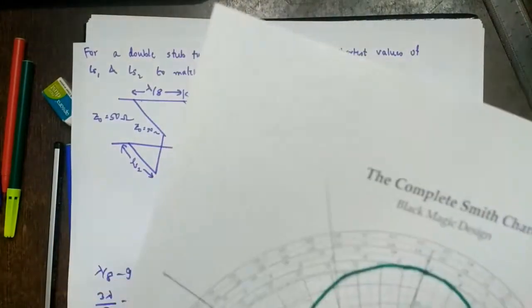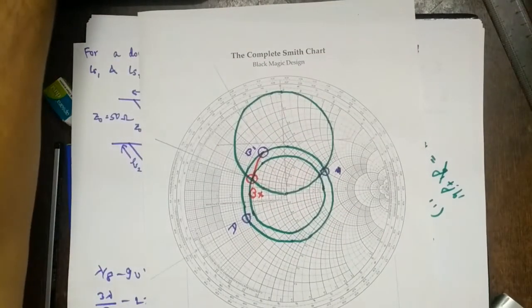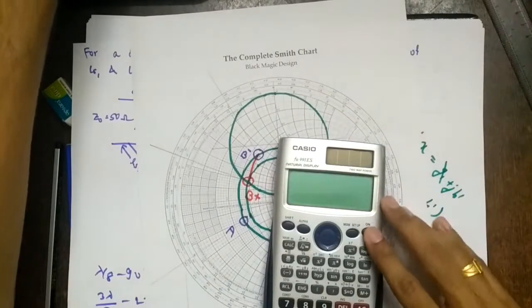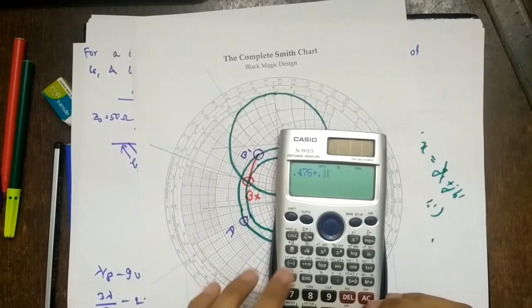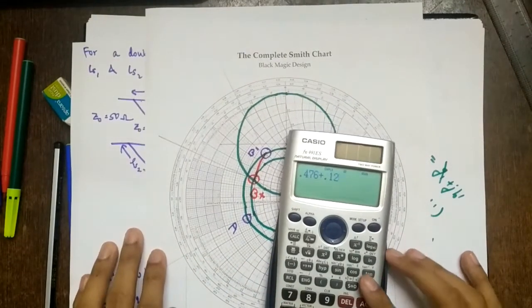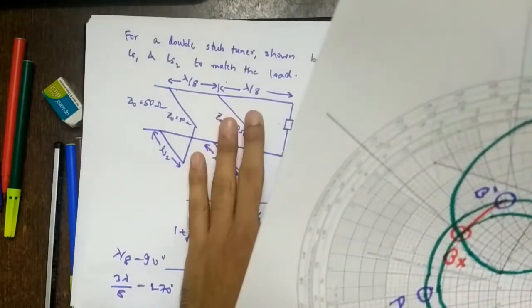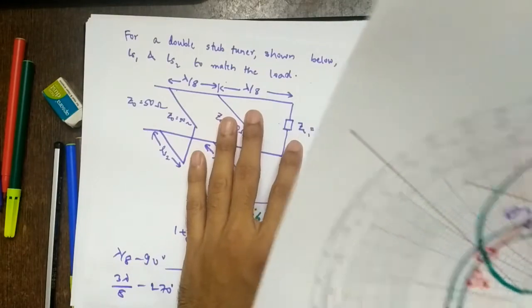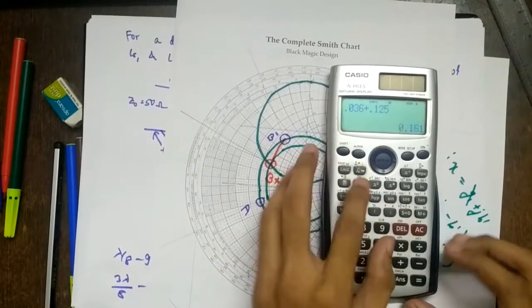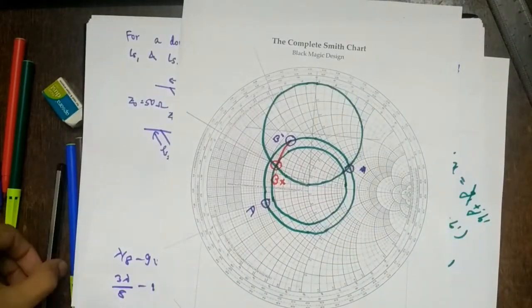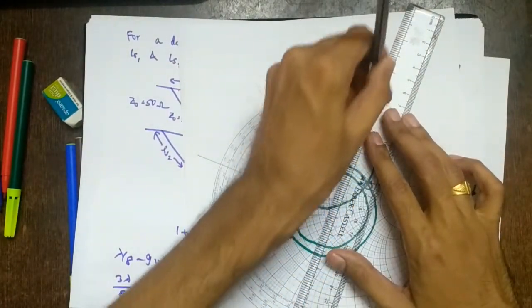So this is 0.476 plus 0.125. Wait, I had made a mistake. It should not be 0.476. It is 0.036. 0.036 plus 0.125. So 0.161.